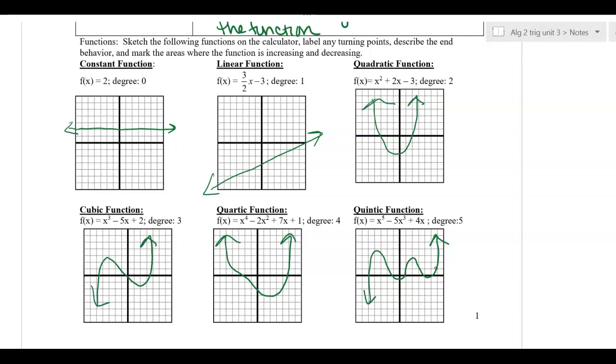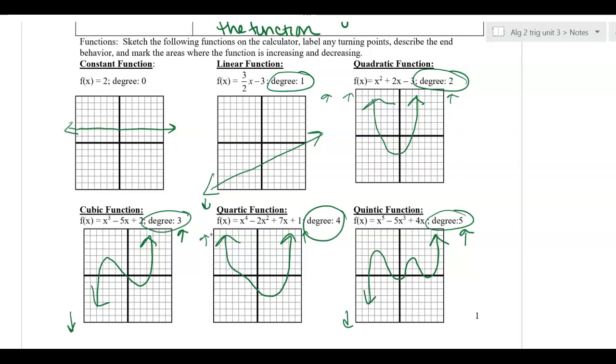And we're going to use this to talk about patterns that we should see. The first pattern you should see is that anything that has odd degree, so notice this is degree 1, degree 3, degree 5, has a graph that ends in different directions on the left and right side. Notice that one end's always going down towards negative infinity and one end's always going up towards positive infinity. Whereas the functions with even degrees, here degree 2 and degree 4, you see their ends going the same direction.